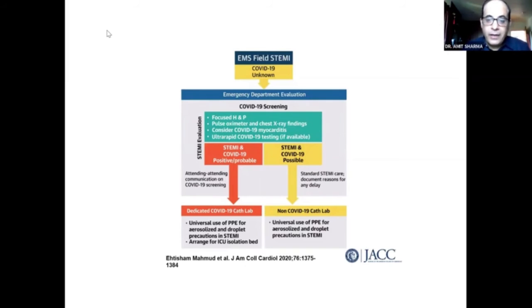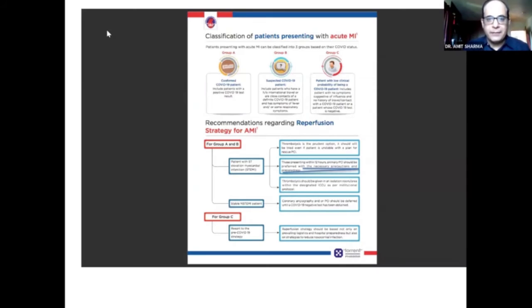And you have the yellow category here, where COVID is possible. Now remember, all patients who come with acute MI will be COVID possible unless and until proved otherwise. So this group of patients generally have no fever, nothing otherwise, but yes, it is possible to have COVID. So we treat these two patients in a little different manner.